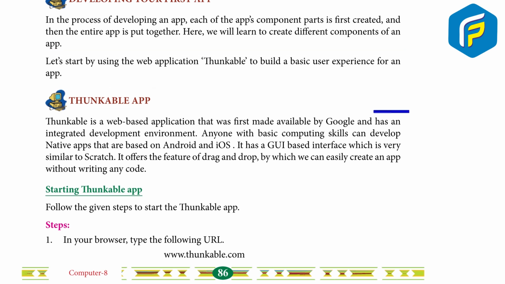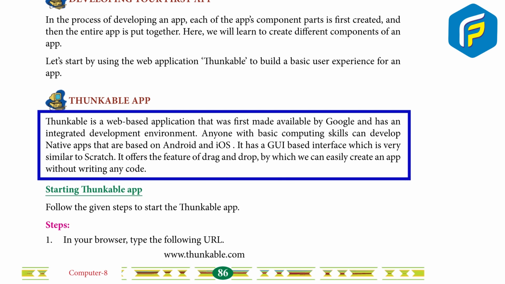Thunkable app. Thunkable app is a web-based application that was first made available by Google and has an integrated development environment. Anyone with basic computing skills can develop native apps that are based on Android and iOS. It has a GUI-based interface which is very similar to Scratch. It offers the feature to drag and drop, by which we can easily create an app without writing any code.